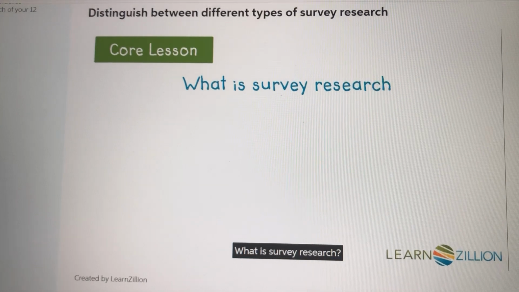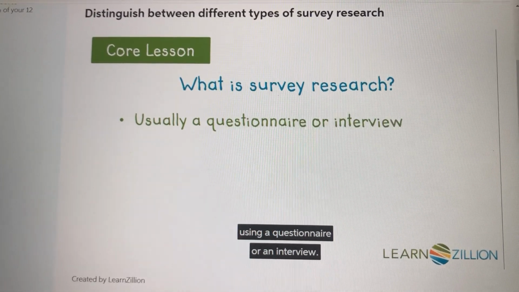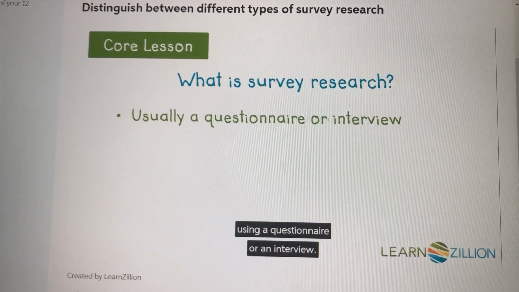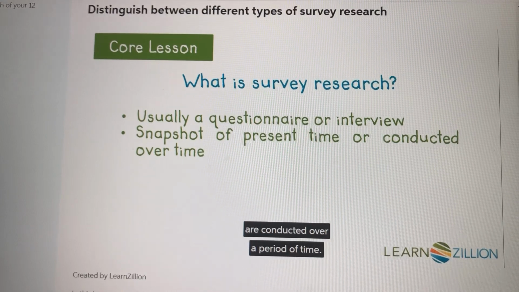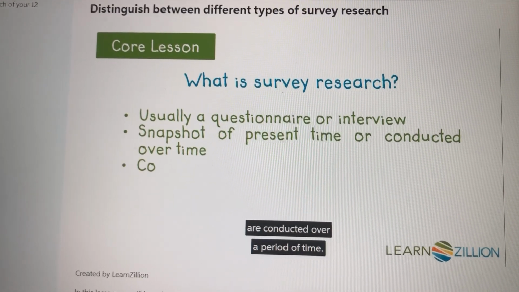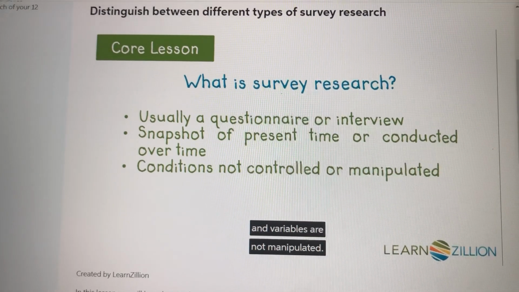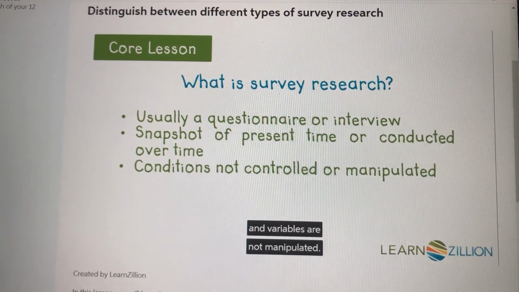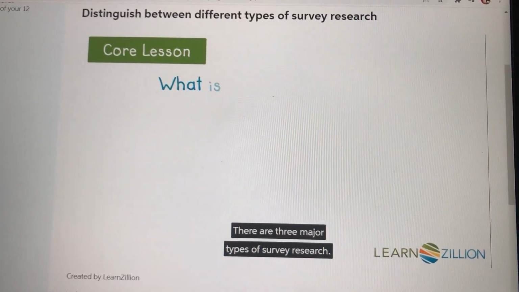What is survey research? Survey research is usually conducted using a questionnaire or an interview. Surveys can be a snapshot of a specific point in time or conducted over a period of time. And in a survey, conditions are not controlled and variables are not manipulated. There are three major types of survey research.